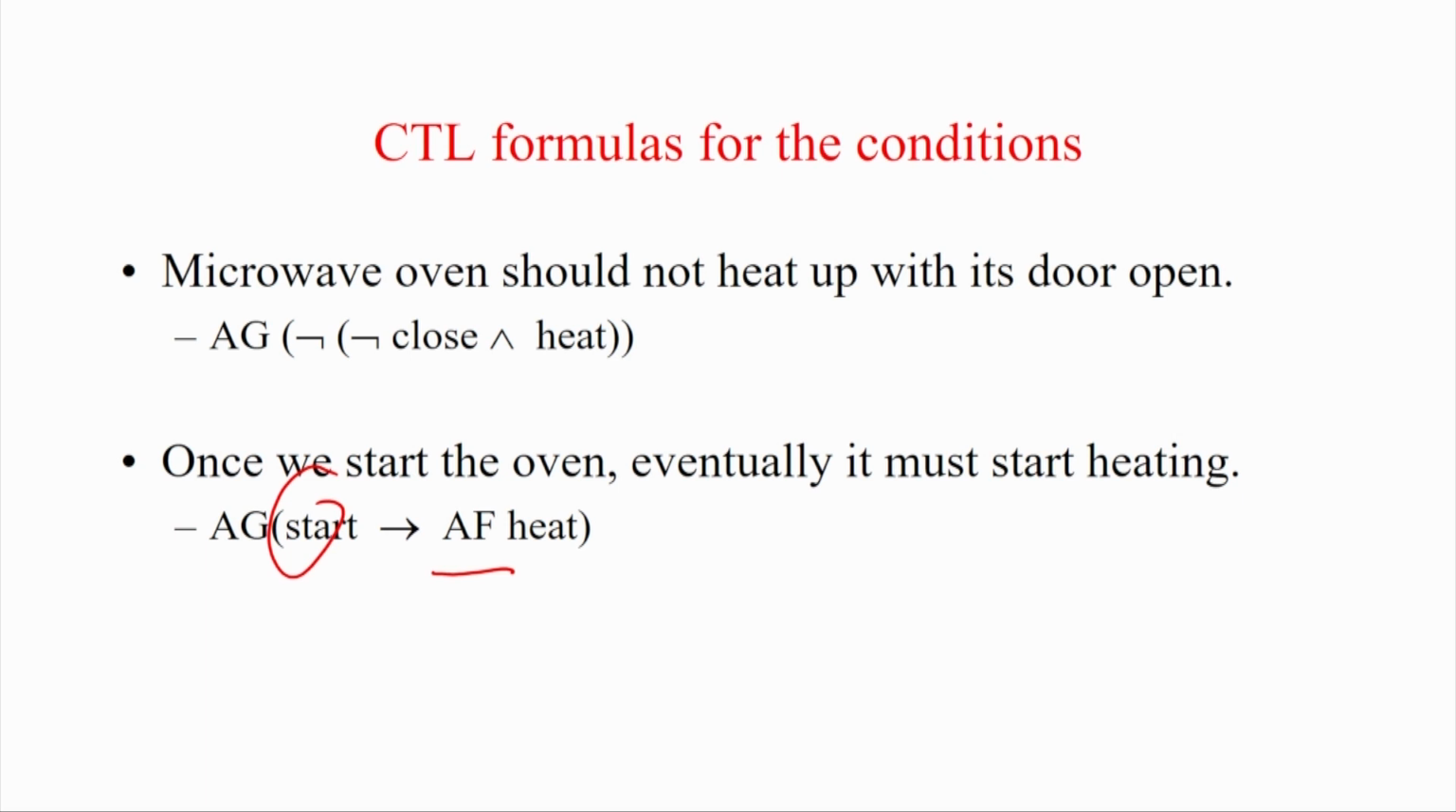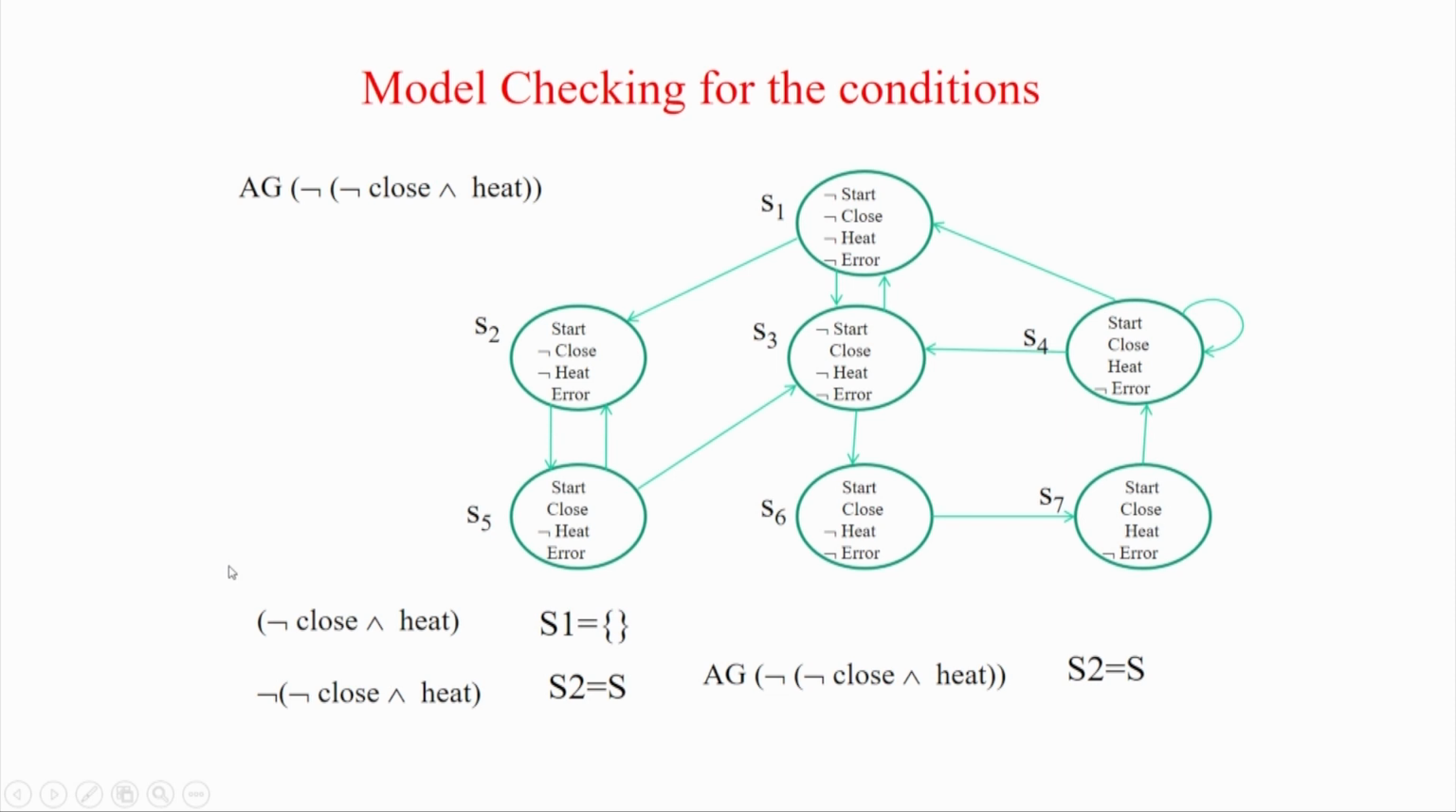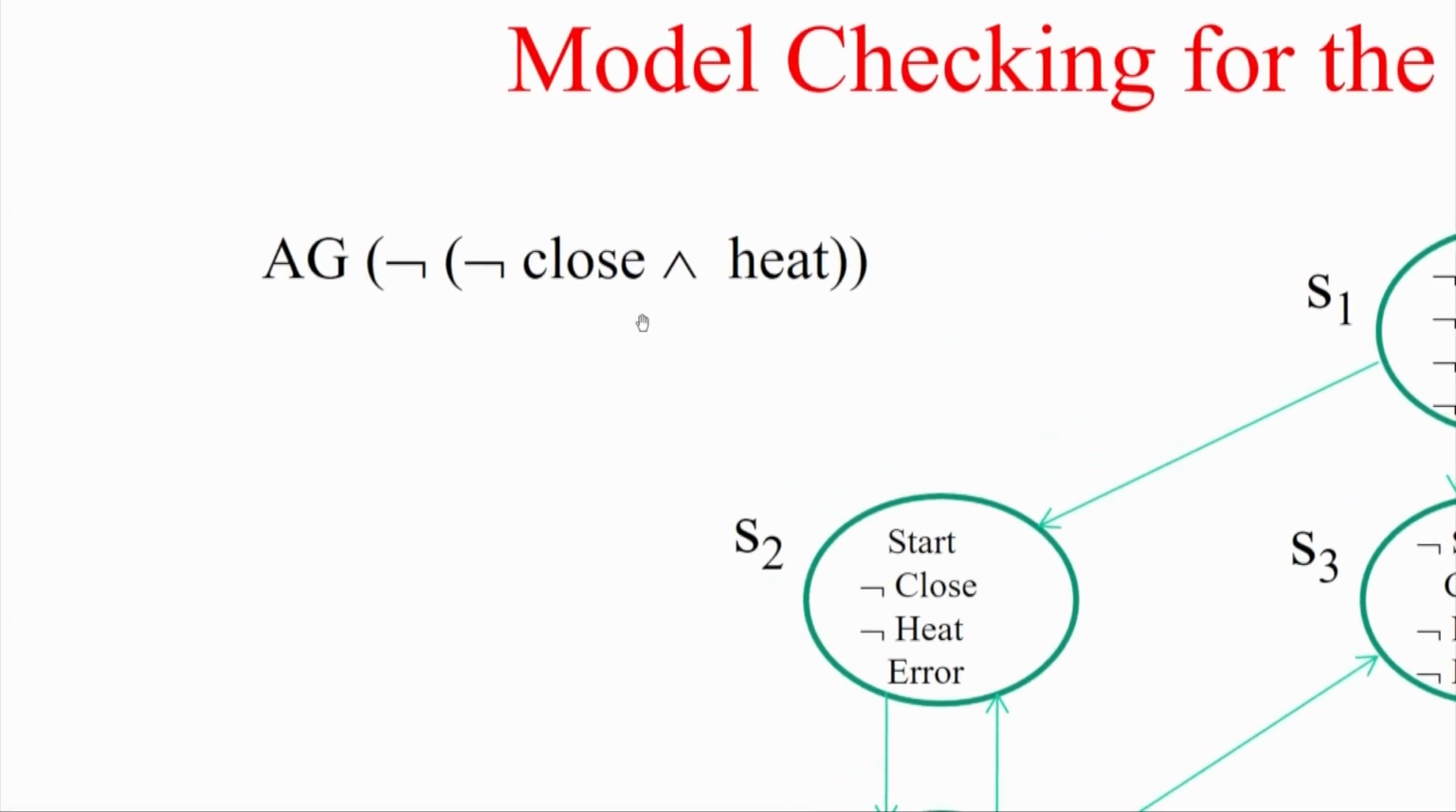That is something we all request of all machines. We switch it on, and always in future, on all the paths, heat should start, or the machine should give it. And it should happen in all paths globally. Now I will start doing the model checking. Again, the first one is very, very simple. The first one says not close and heat. That should not be true in a state.